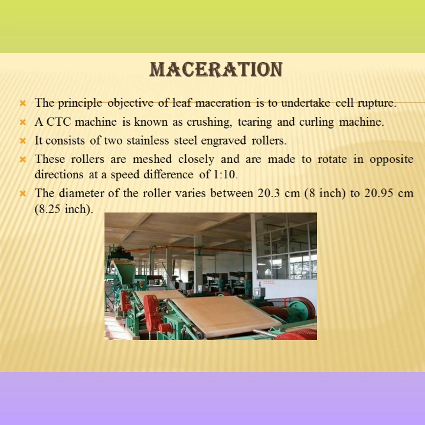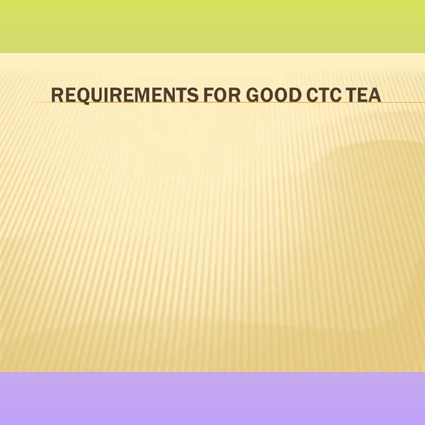So the diameter of the roller varies between 20.3 centimeter to 20.95 centimeter. That was 8 inch to 8.25 inch. So what are the requirements for good CTC tea? Before we go to the fermentation, the next step, let's discuss some requirements.